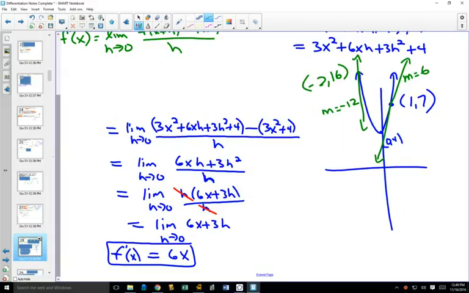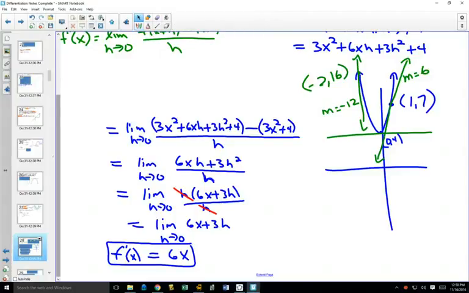And if you wanted to find the vertex, you're really looking for where is the slope equal to 0, because that'll tell you right where that minimum is. And if you look at 6x, when is that equal to 0? When x is 0. So we would know the x-coordinate of our vertex from our derivative.